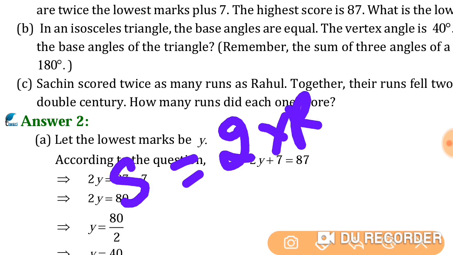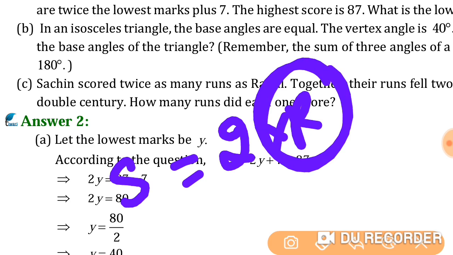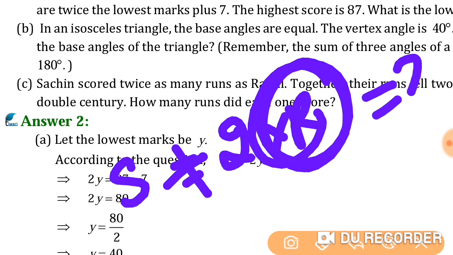Then what is Rahul's? So which is unknown here? Rahul. So Rahul is taken as the unknown. Together the runs fell short of a double century. So if you add all, it is 2 less than a double century.